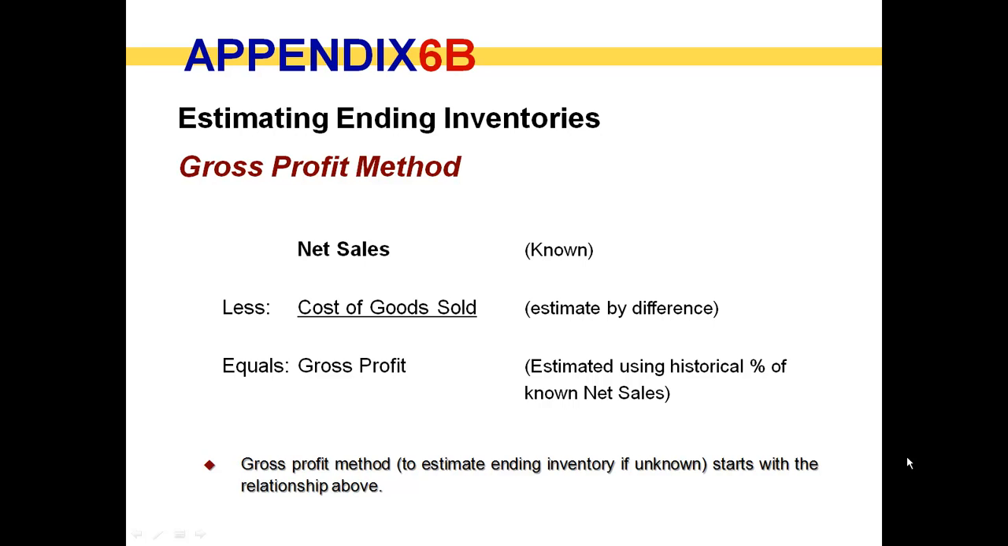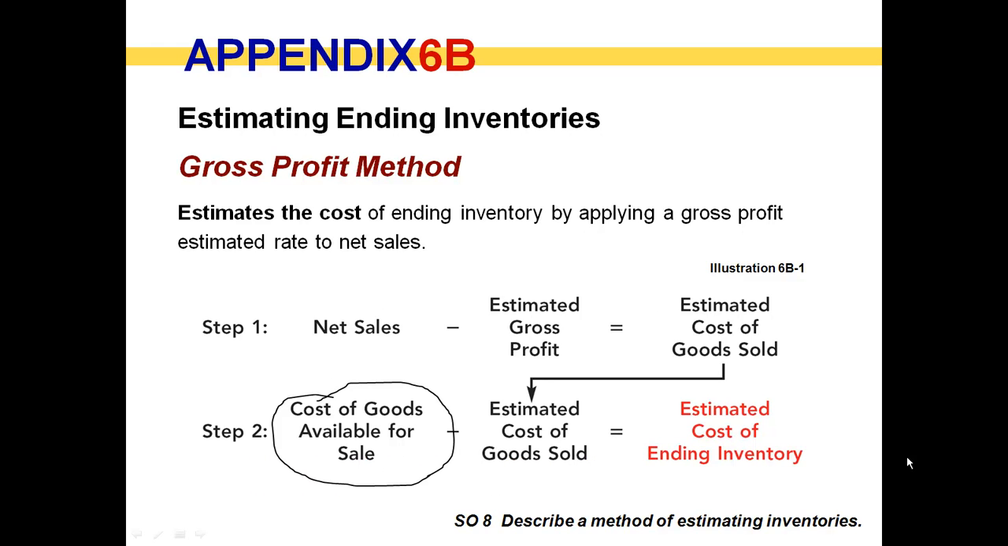How to do that? If we use our historical gross profit percent based on our known net sales, we can then back into our cost of goods sold, because of the formula right here. Gross profit is a function of net sales less cost of goods sold equaling gross profit. So estimating gross profit, we can back into cost of goods sold. Once we have an estimate of cost of goods sold, we can put it in this formula right here. Step 1. With estimated gross profit and known net sales, as indicated, we have an estimated cost of goods sold.